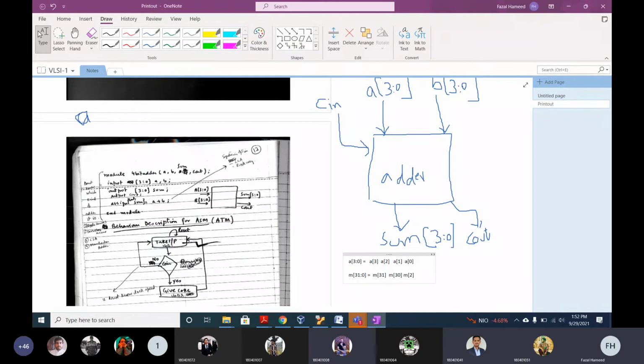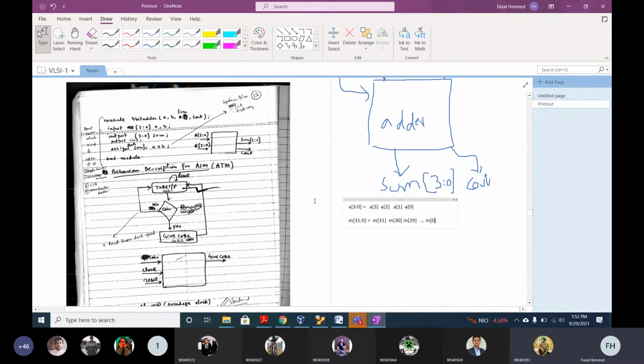Sir, total it will be 32 bits, right? Yes, total will be 32 bits, M0 to M31. Which bit will be the most significant bit? The 32nd, M31. Yes. So this is the MSB, and this one is the least significant bit, the LSB. Beta, did you understand? Yes sir, it's clear. Very good.